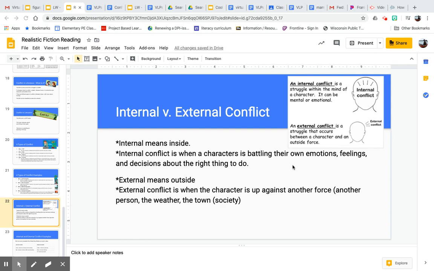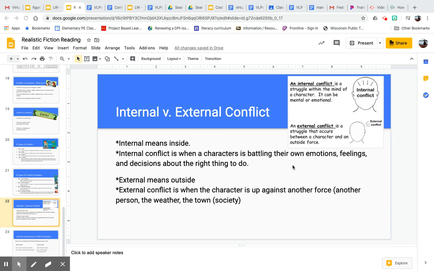So we're going to dive into conflict a little bit deeper. Today's mini lesson is going to be on internal versus external conflict. Say internal on three. 1, 2, 3. Say external on three, like you're underwater on three. 1, 2, 3. All right, let's talk about internal and external conflict.